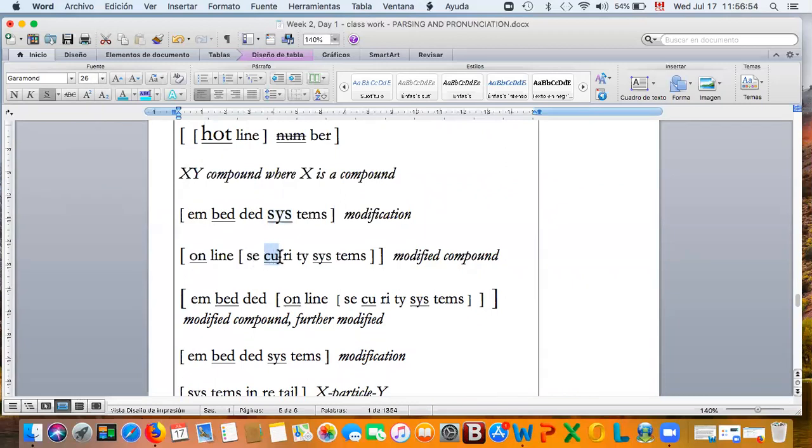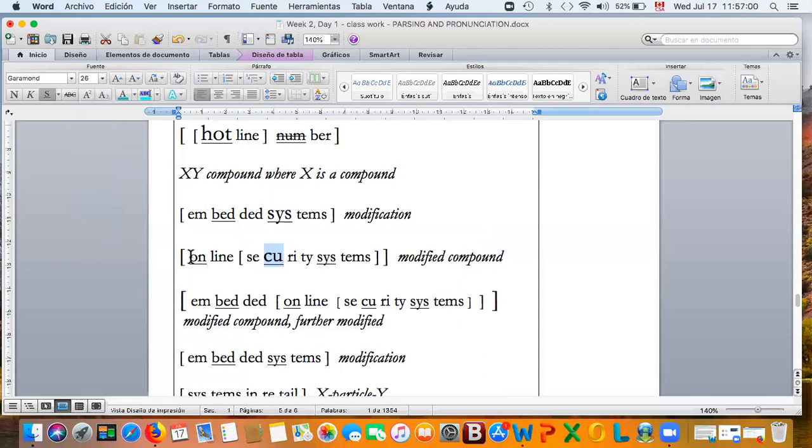Security systems. Security systems. Online security systems. We suppress that accent so that we get middle, high, low. Online security systems. Security systems. You see, these are all on the same level. Online security systems. It's a modified compound.